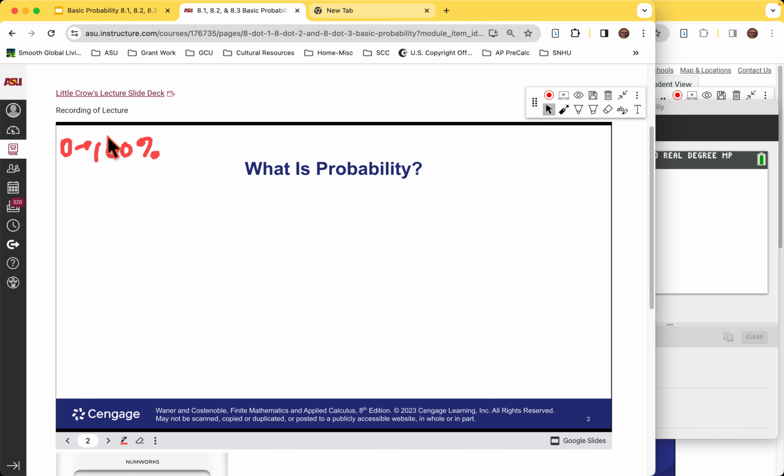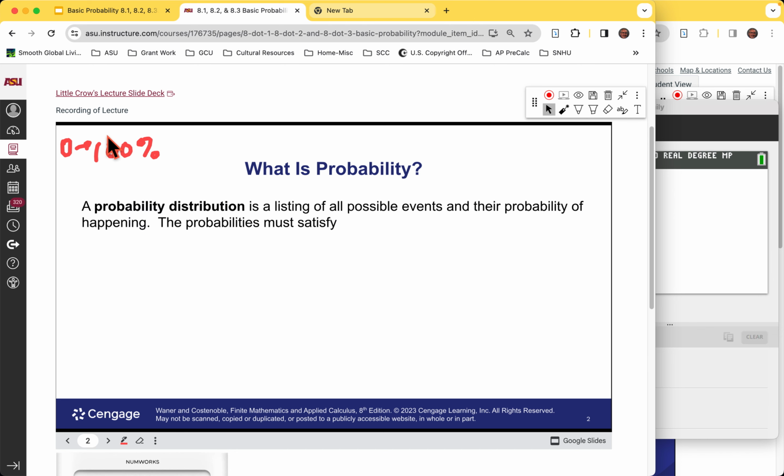Could we have more than 100% chance of something happening? No, because then that means we didn't count something. 100% is everything. And if there was some extra out there, well, we just forgot to count it. So the idea is, if we count everything, that's 100%. So that gives us what we call a probability distribution.